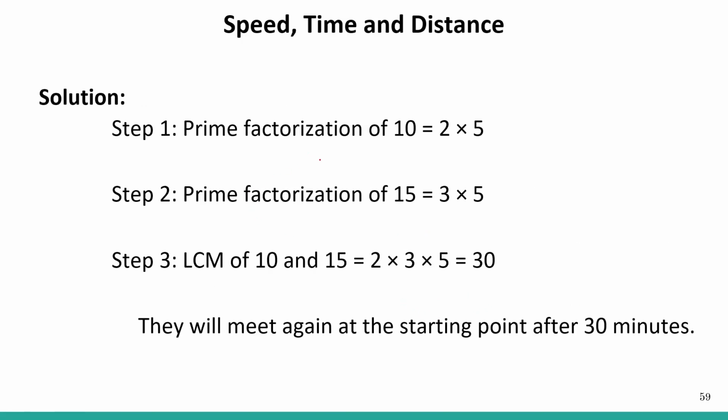The prime factorization of 10 will be 2 into 5, and for 15 it is 3 into 5. So their LCM will be 2 into 3 into 5, which is equal to 30. So they will meet again at the starting point after 30 minutes.